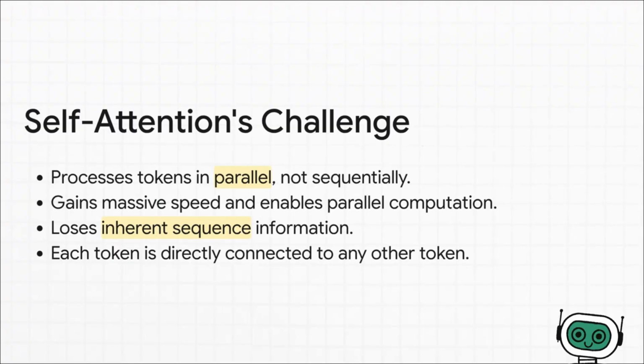You see, older models, things like RNNs, read a sentence one word at a time in order, kind of like we do. It was slow, but it knew the sequence. Transformers, on the other hand, are built for speed. They look at all the words at the exact same time. It's a huge performance win, but it creates this blind spot. The model loses all that natural sequence information. It's like having all the puzzle pieces, but no picture on the box to know how they fit together.